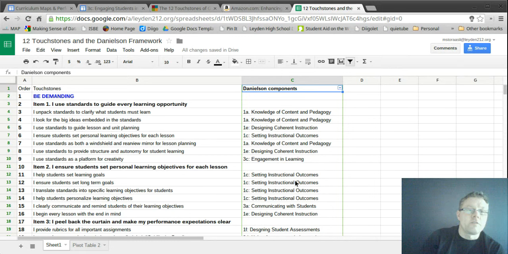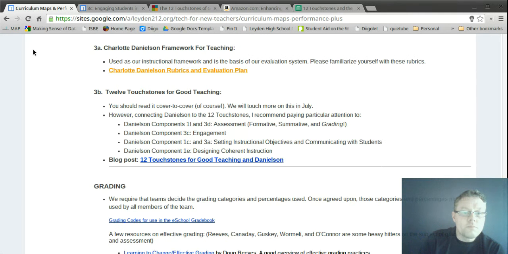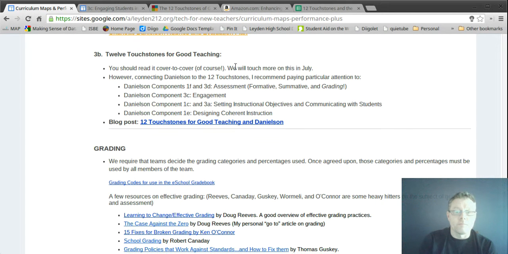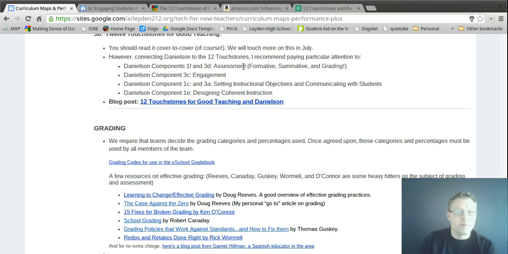What I would suggest, if you really wanted to get started, the ones that come up the most, where there's the most overlap, there's a lot of stuff there, and you're probably going, well, how can I focus on all of that stuff? We don't expect you to. If I were going into my first year of teaching or first year of teaching at Leiden, what I would really focus on here, if I'm connecting Danielson to the 12 Touchstones, I would take a look at where there's the most overlap and we think probably is the most important.